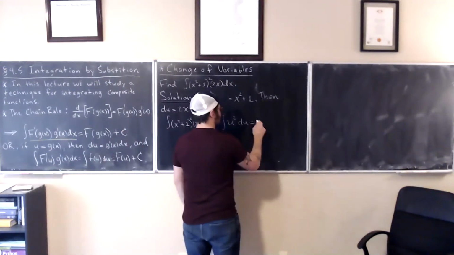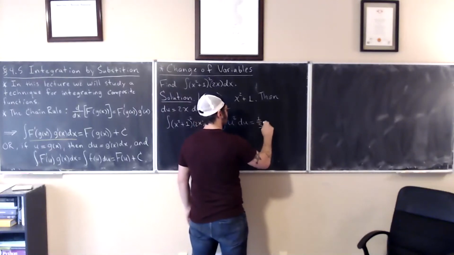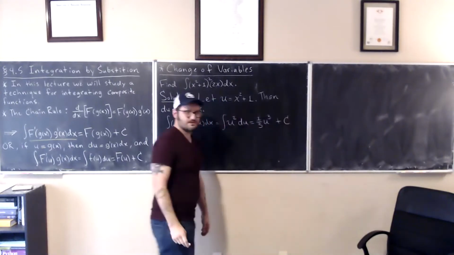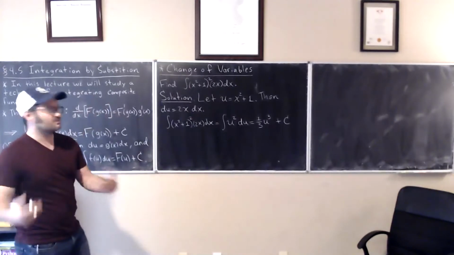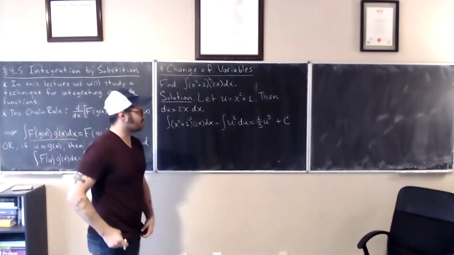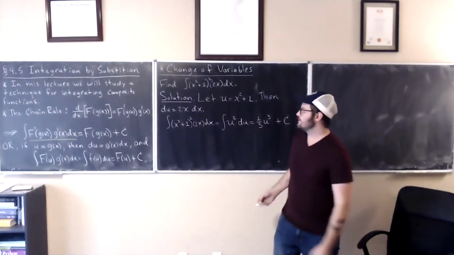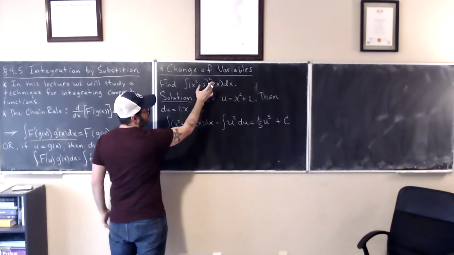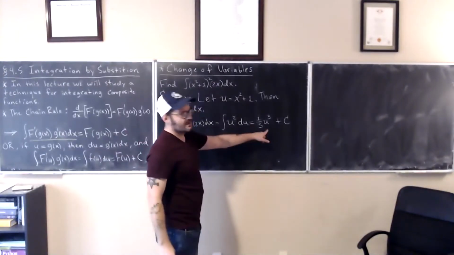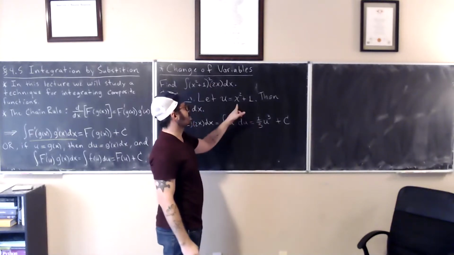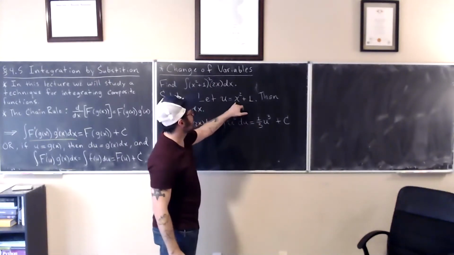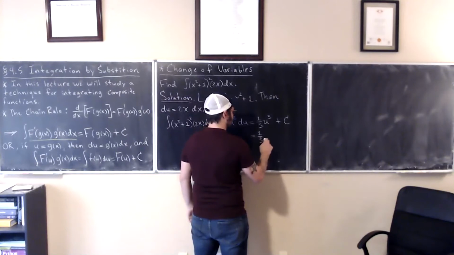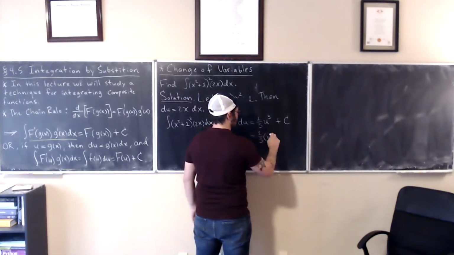This is just equal to 1/3 of u cubed plus c. And don't forget that plus c. It's important because there's a whole family of antiderivatives of this function here. But we're not done, because the problem at hand is to find an antiderivative of this function in terms of x. There's no x's over here, but we can change back to our variable x by just saying, oh, what's u? U is x squared plus 1, so then we just put that in place of u.